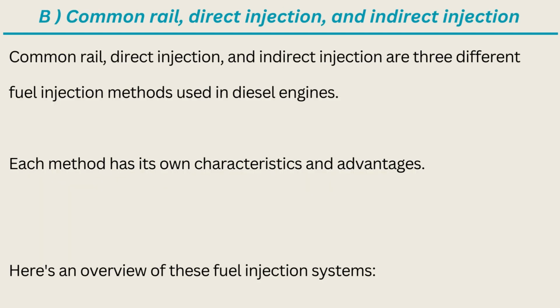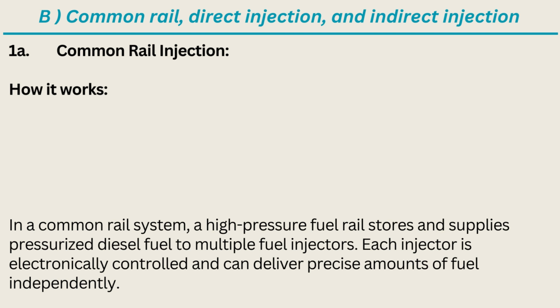B. Common rail, direct injection, and indirect injection. Common rail, direct injection, and indirect injection are three different fuel injection methods used in diesel engines. Each method has its own characteristics and advantages. Here's an overview of these fuel injection systems. 1A. Common rail injection. How it works.